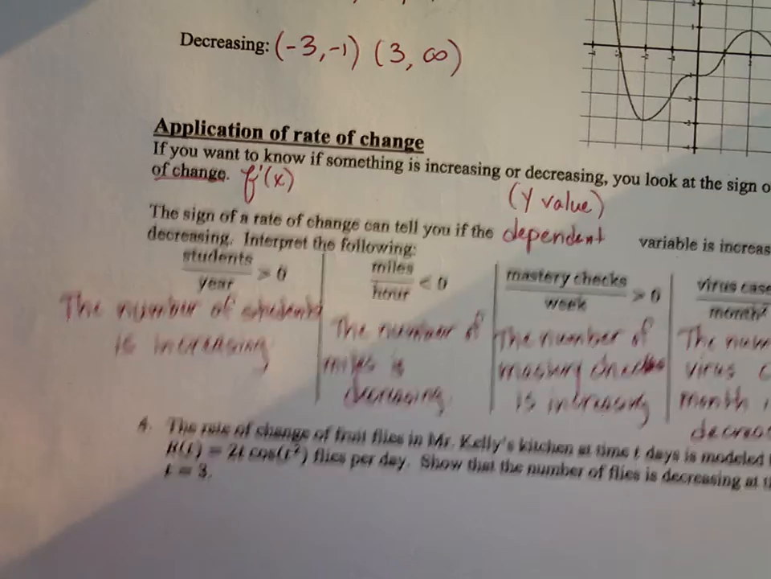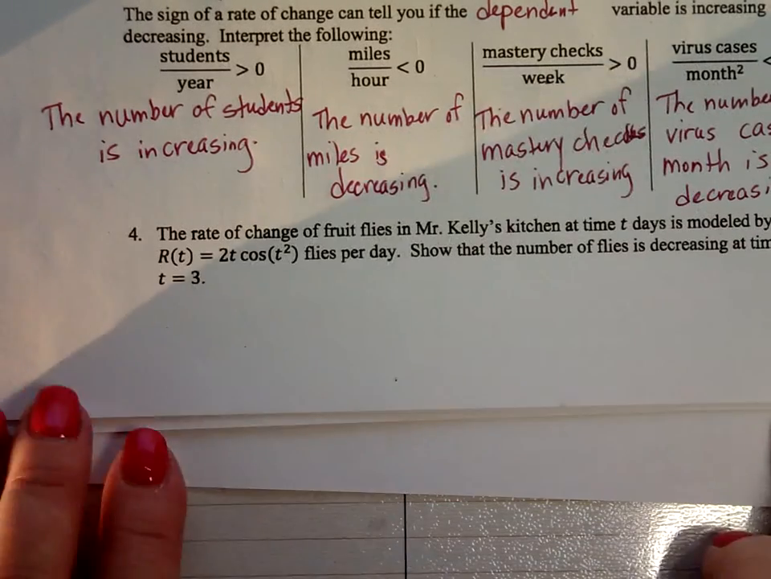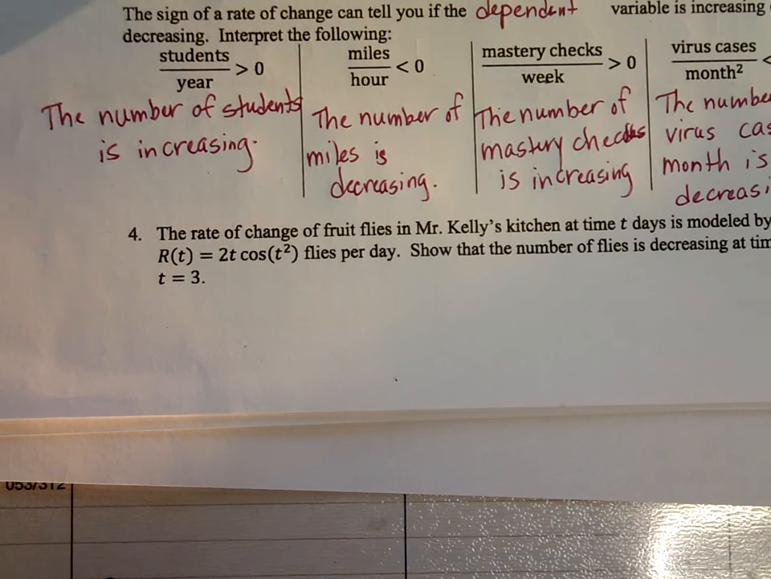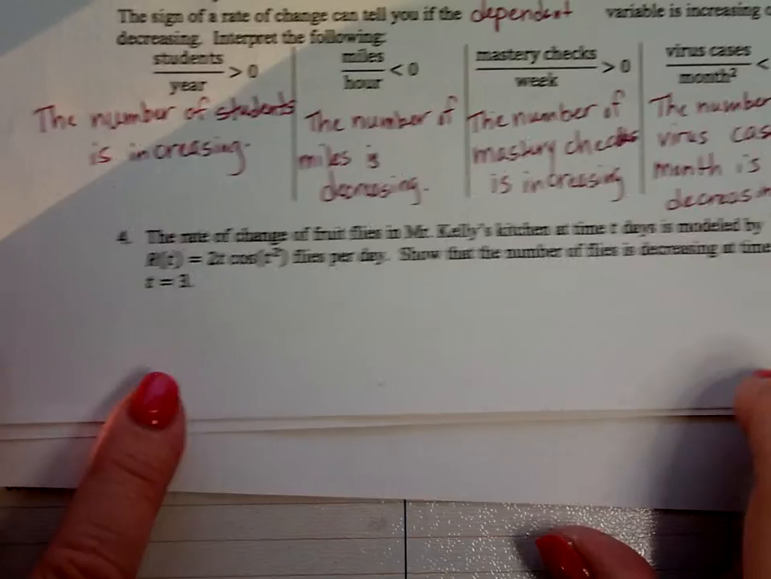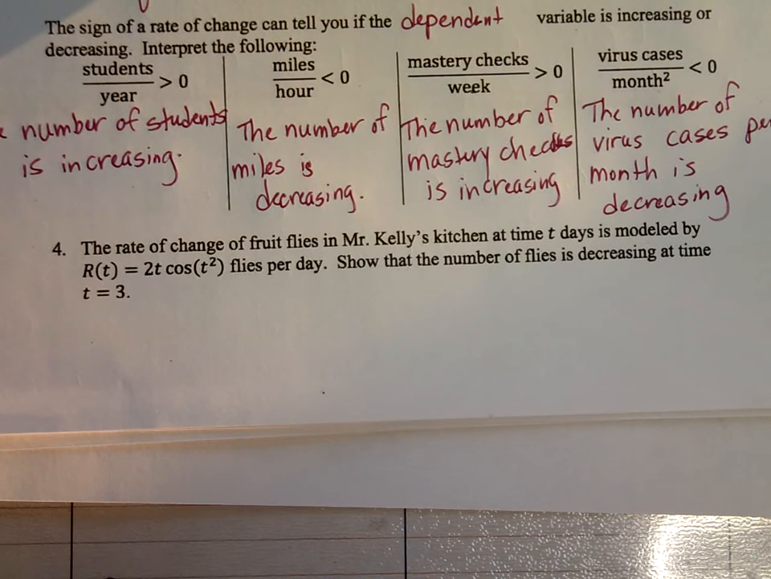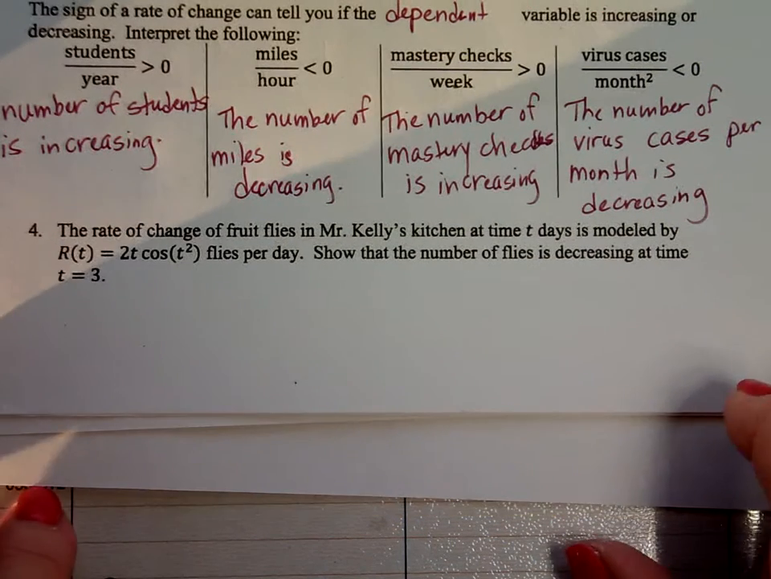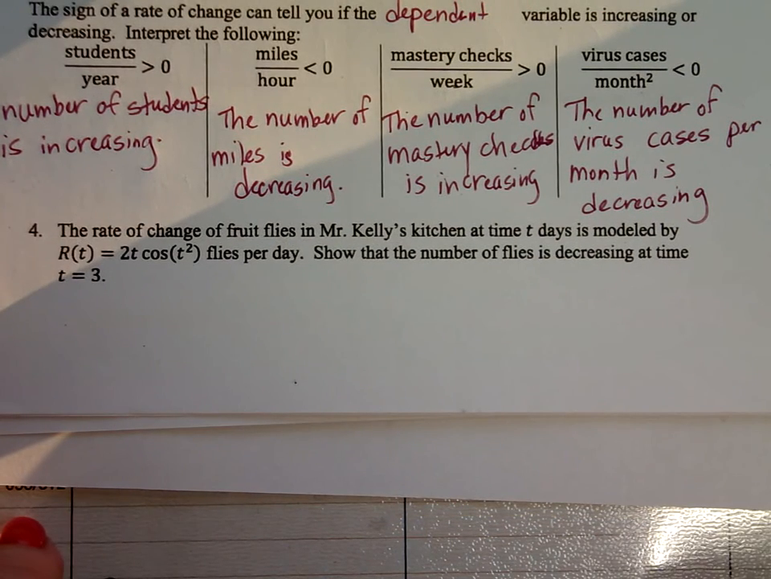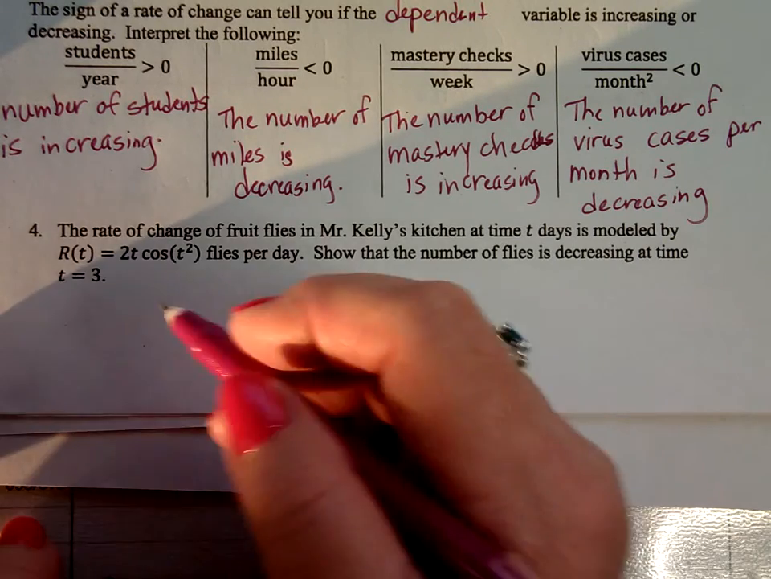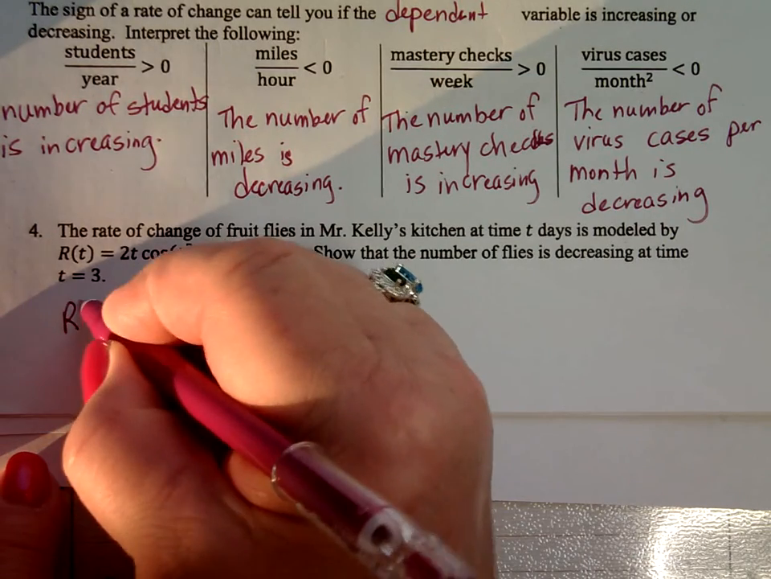Okay, there's a situation. Here's the last one. This one says the rate of change of fruit flies in Mr. Kelly's kitchen at time t days is modeled by this equation, flies per day. Show that the number of flies is decreasing at time t equals 3. How do you show that anything is decreasing? And your answer is you find the first derivative. And so that's what we want to do. We want to know what r prime of t is.